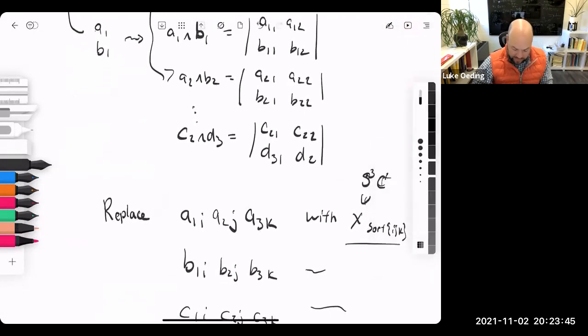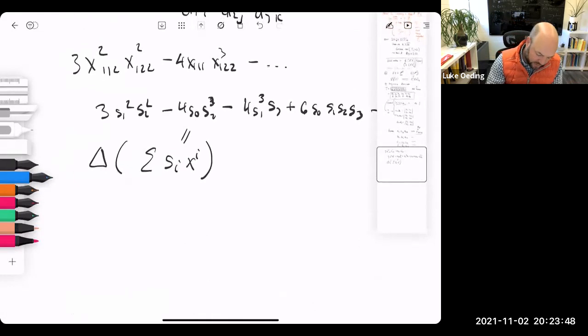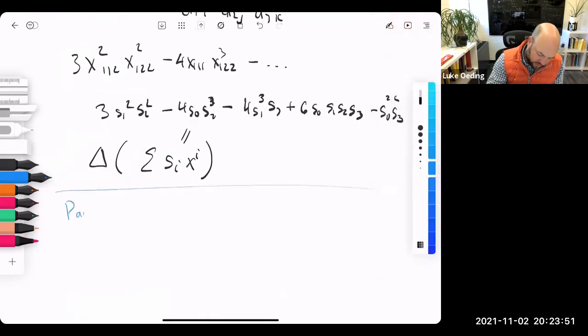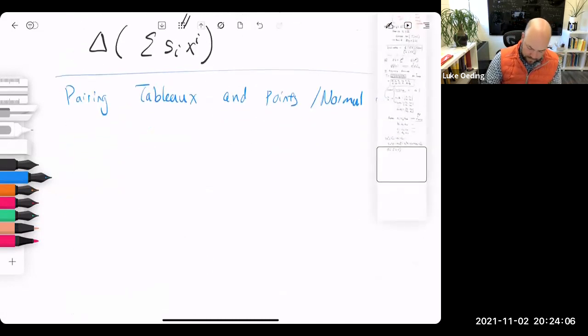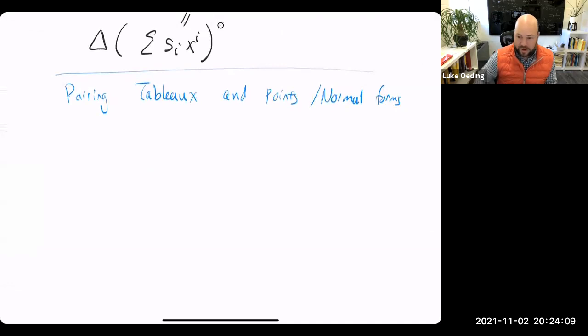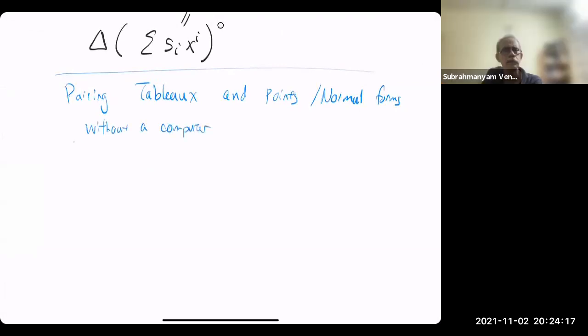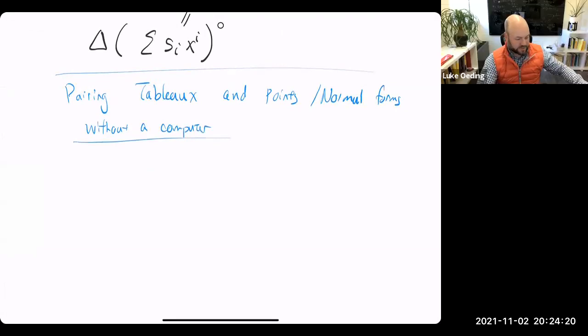Okay, so now I want to describe something that I think could also be useful, which is another view on this: pairing tableau and points or normal forms. So what could we do without a computer? The notes for this are typed, but they're not on the website yet, so they'll come shortly after the lecture.